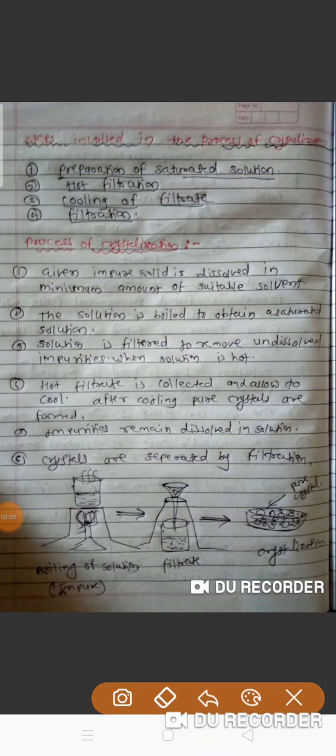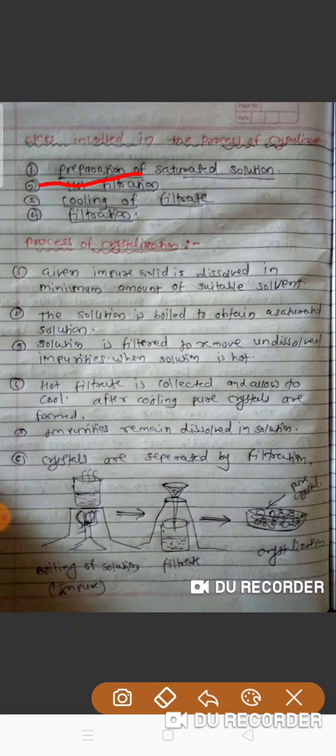Okay, students, in the last video we discussed crystallization techniques. Crystallization is used in the purification of solid organic substances. It involves four steps. Which four steps are involved in crystallization?